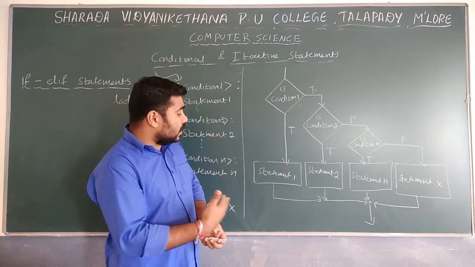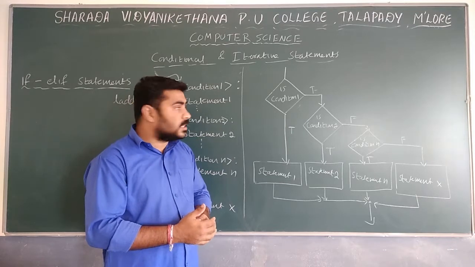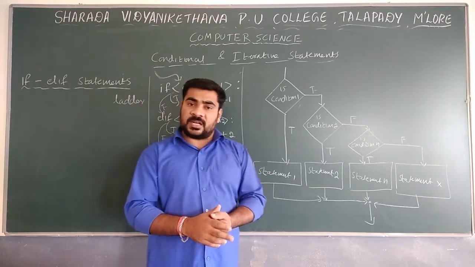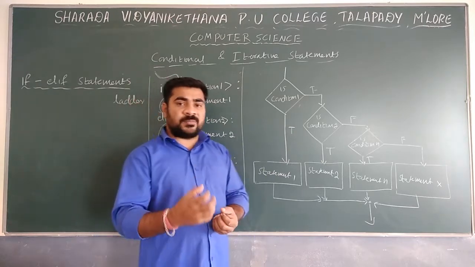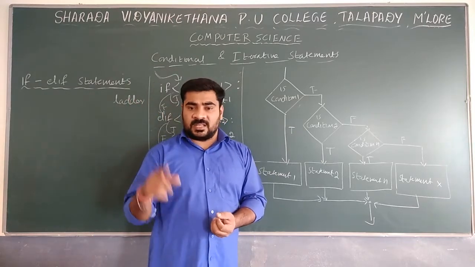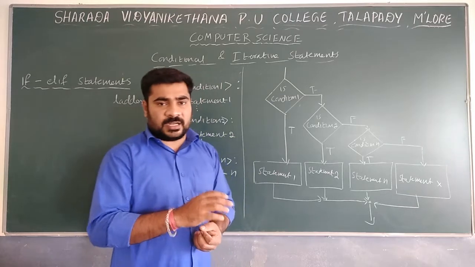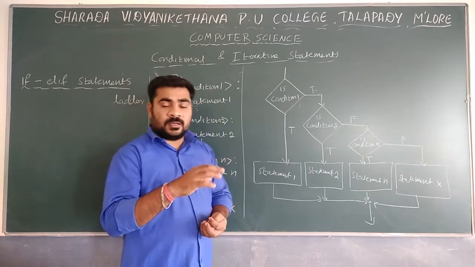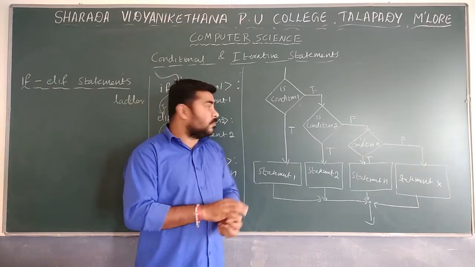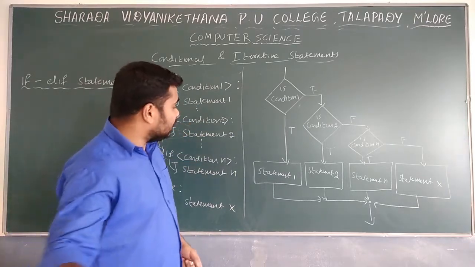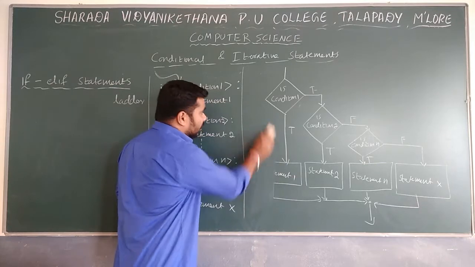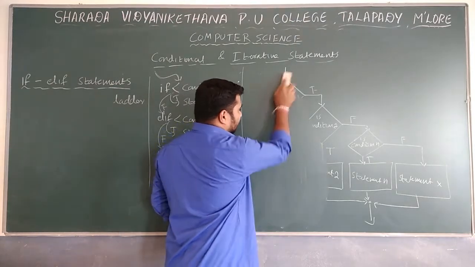See, in this case, it is not going to execute all the statements together. Any one statement, either statement 1, statement 2, statement 3, statement 4, statement n or statement x, is going to execute at a time. So that is the case for the if elif statement. This is the syntax, and that is the flowchart. And we will see one example program, how we can implement this in Python.